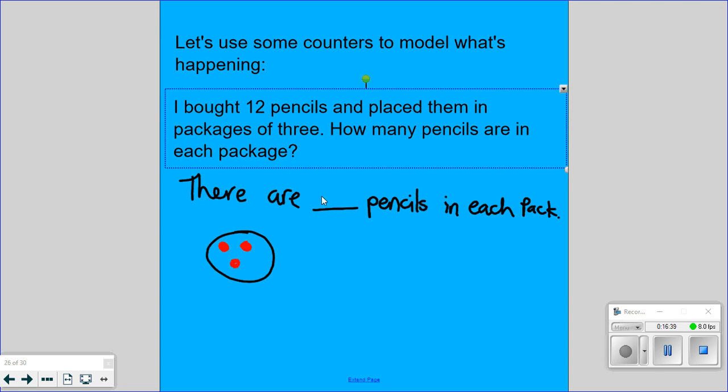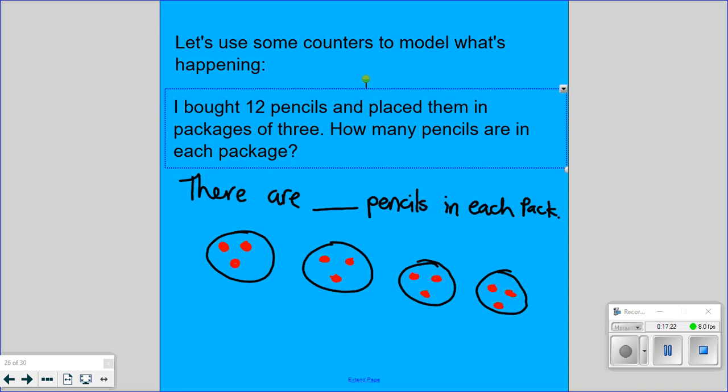So far, so good? Yep. Do I have extra pencils? Yeah. Can I make some more packs? Go ahead and make another pack of 3. And that one. No, I'm drawing it because I don't have counters. So far, so good? Keep going till you run out of pencils. How many packs were you able to make till you ran out of pencils?